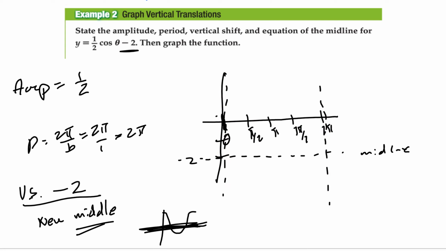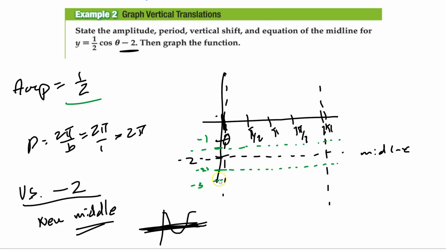Now what do we do next? Our amplitude, right? My amplitude is 1/2. So from -2, I could go up 1/2. Let's say this is -1. That's the highest I could go. I could also go down 1/2. Let's say this is -3. I can't go that far. I'm going to go half down to -2.5. This graph is ugly. So I can only go in between there, right?